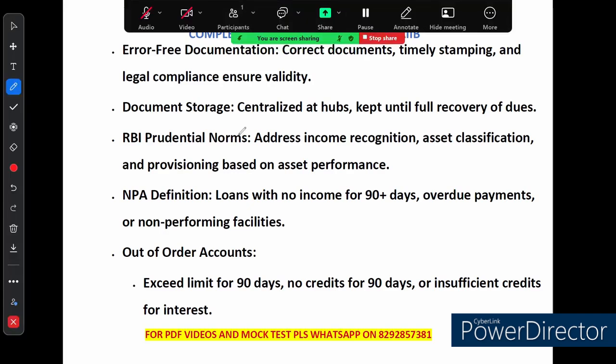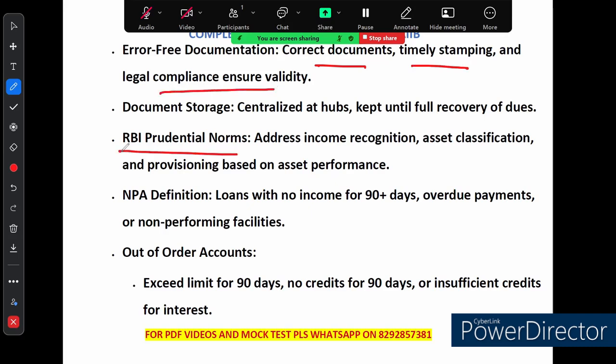Now, to wrap things up, let's talk about error-free documentation. For loan documents to be valid, they must be accurate. They must be stamped on time and follow the legal rules. Document storage is centralized at hubs and should be kept safe until the full recovery of the dues.